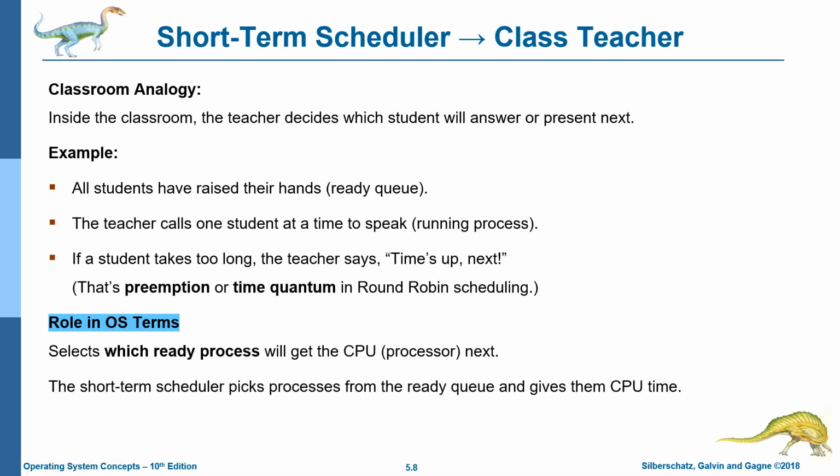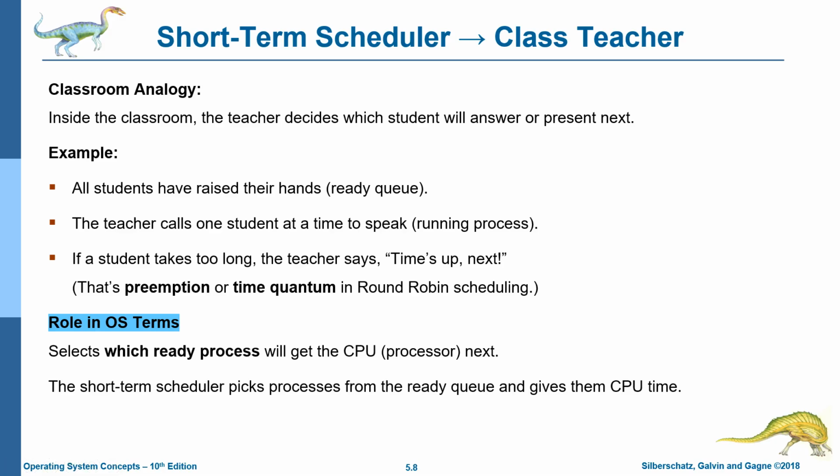The short-term scheduler acts like a class teacher. We will understand this topic using the classroom analogy. Inside the classroom, the teacher decides which student will answer or present the next topic. For example, the teacher asks a question, and all students raise their hands, ready to answer that query. That means all the processes, or all the students, are in the ready state. The teacher calls out one student at a time to speak.